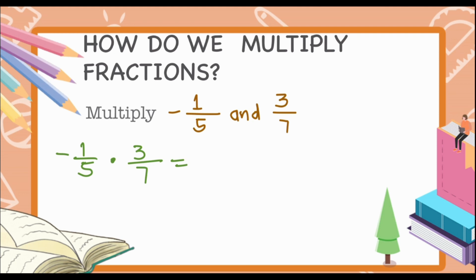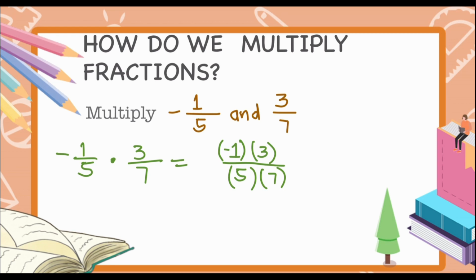Now, let us go to the first step. You have to multiply the numerators. So, multiply negative 1 times 3. Dito ko nilagay sa 1 yung negative sign. Over, you have to multiply the denominator 2. And then, proceed to the multiplication.